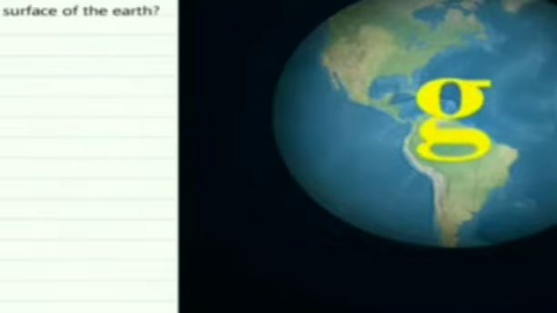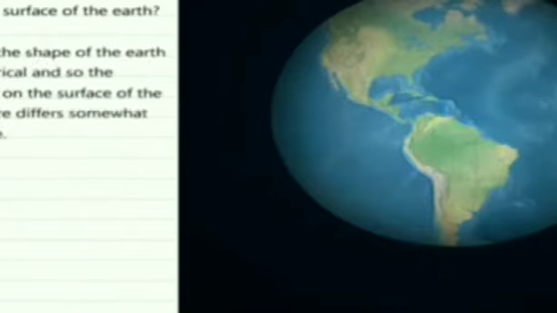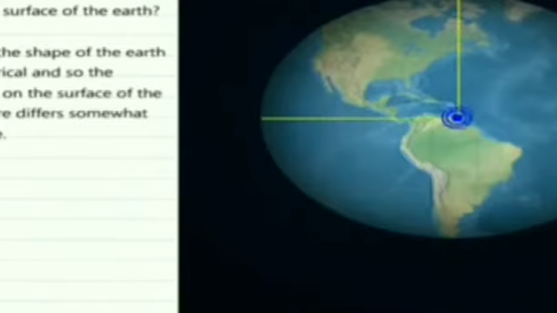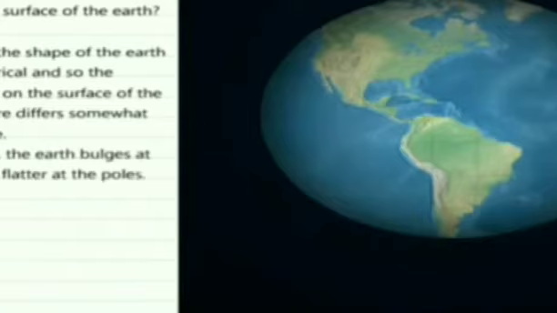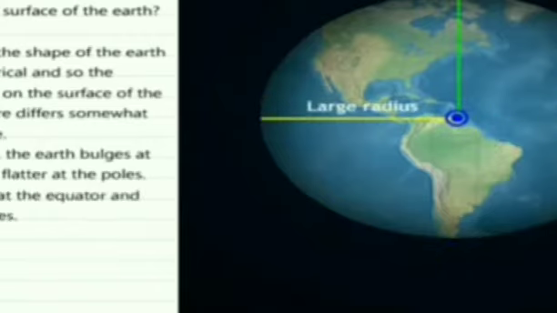Variation in the value of g. A. Change along the surface of the earth. Will the value of g be the same everywhere on the surface of the earth? The answer is no. The reason is that the shape of the earth is not exactly spherical, and so the distance of a point on the surface of the earth from its center differs somewhat from place to place. Due to its rotation, the earth bulges at the equator and is flatter at the poles. Its radius is larger at the equator and smallest at the poles.